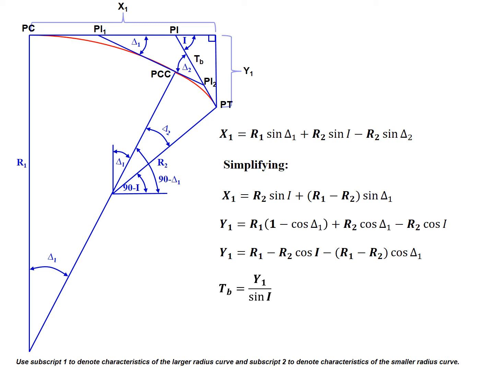For T sub b, this is equal to y1 over the sine of the intersecting angle. And now we come up with our T sub b equation: (R1 minus R2) times the cosine of I minus (R1 minus R2) times the cosine of delta 1, all over the sine of the intersecting angle I.